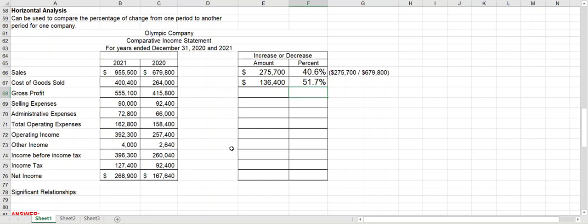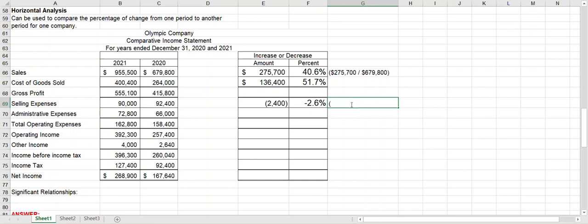Sometimes the amounts might decrease. Let's take a look at, for example, selling expenses. I will take 90,000 in the current year minus 92,400 in the previous year. So selling expenses actually went down by 2,400. So then what I will do is take 2,400 and divide it by, again, the furthest past year, 92,400. And again, we're taking all of these to one decimal place. So that gives me a decrease of 2.6%.